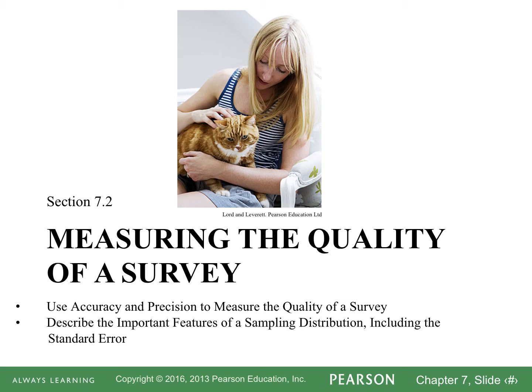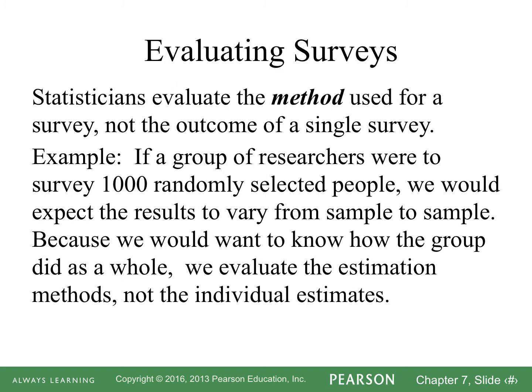This video is for section 7.2, measuring the quality of a survey. Specifically, we're going to be looking at accuracy and precision. So oftentimes, statisticians evaluate the method used for a survey, not the actual outcome of the survey. So here's an example to show why.